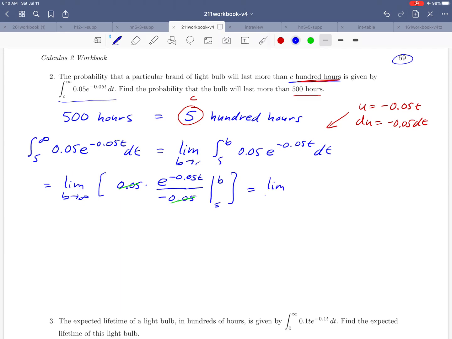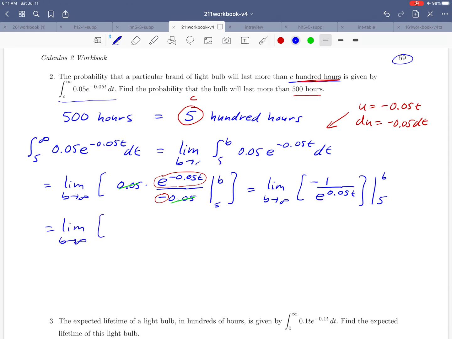We need to take the limit as b goes to infinity. Let's see, what's left over here? A minus sign, and then an e^(-0.05t). I'm going to do what we've been doing and take that term and move it into the denominator. So we can rewrite that whole antiderivative as negative 1 over e^(0.05t), because we moved the term into the denominator, evaluated between 5 and b, and we're ready to substitute our limits in.